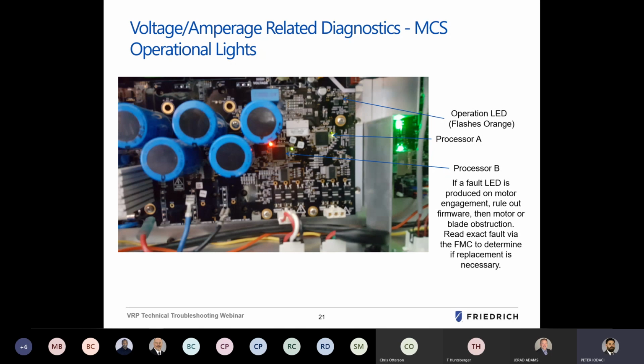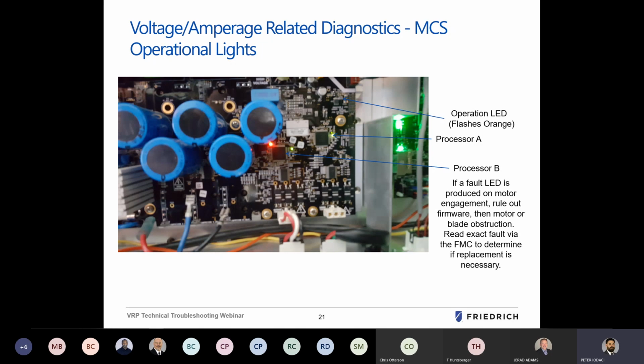Next, you're going to see two small processors on the MCS board. These can be found at roughly 4 o'clock on the MCS board, and they're located near the 5 capacitor banks that are at the center of the board. You can see I have them pointed out here in the slide. Processor A and processor B are the two processors that control the motors.